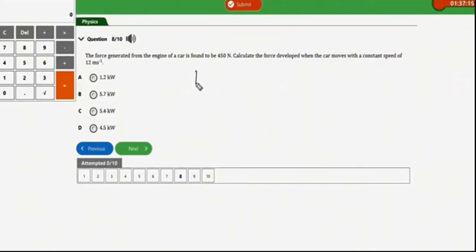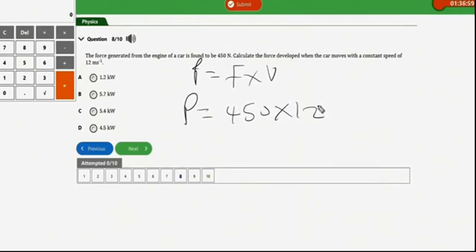So as we all know, power can be calculated using force times velocity. So in this question, we are looking for the power developed, right? So power developed will be force, which is 450 Newton, times velocity, which is 12. So let's punch this on the calculator. We have 450 times 12. So the output is what? 5,400 watts. If you are converting 5,400 watts to kilowatts, it is equivalent to 5.4 kilowatts. Alright, so the correct option is option C. That's it for this question.